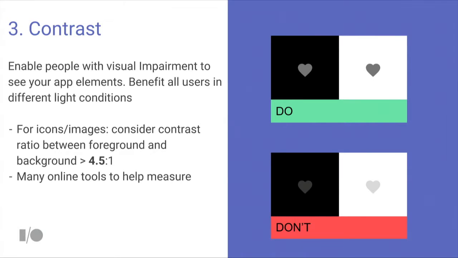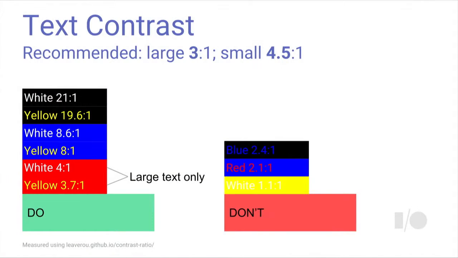So specifically, what do we recommend? For any use of images or iconography in your application, we recommend a contrast ratio of 4.5 to 1, meaning either the foreground or the background is going to be 4.5 times brighter than the other. For text content, our recommendation varies based on the size of text. If your text is large, that's 18 scale pixels or larger, we recommend a ratio of 3 to 1. For text any smaller than that, we recommend the 4.5 to 1 ratio.